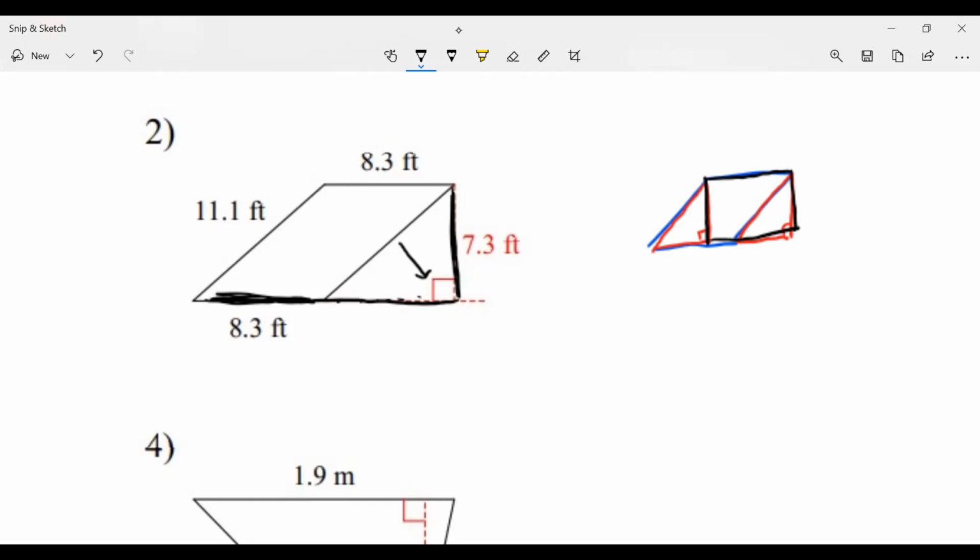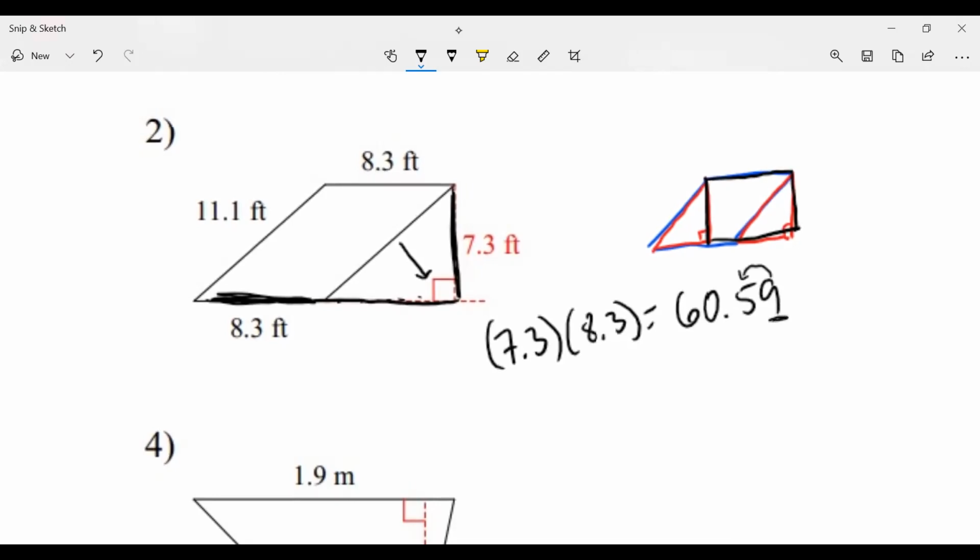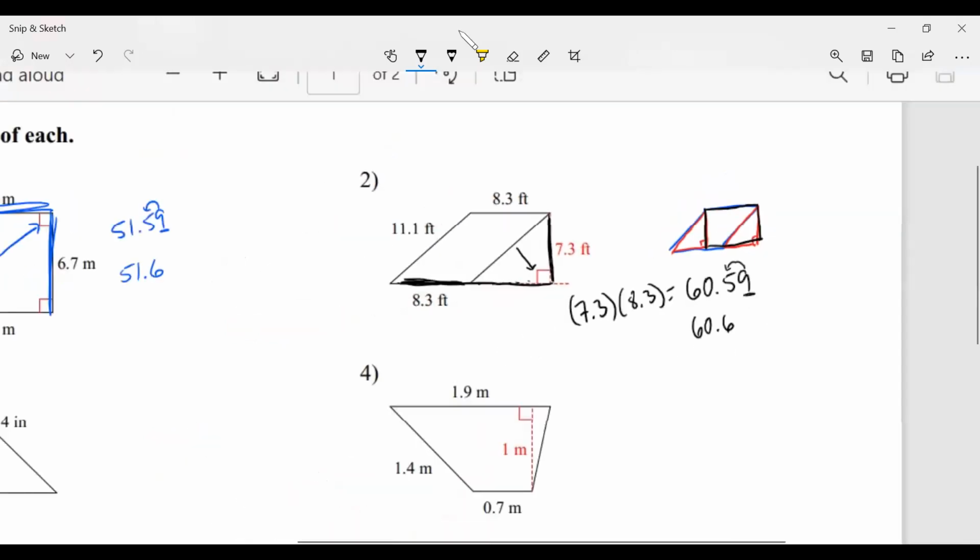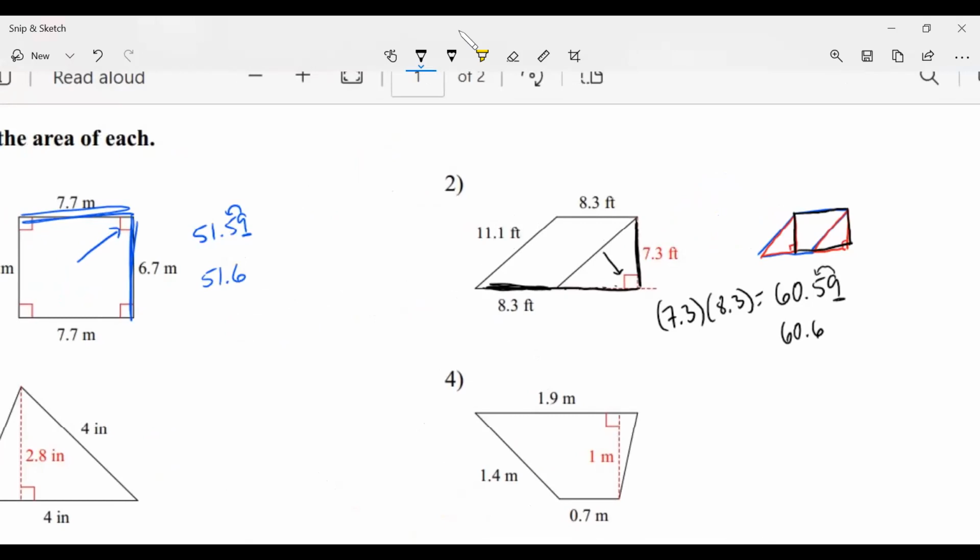And I get 60.59. So let me write this thing down. I went 7.3 times 8.3, and my answer was 60.59. But I have to round it to the nearest tenth. So the second decimal place is big enough, so it pushes the 5 over. So my answer will be 60.6. So far, not bad.